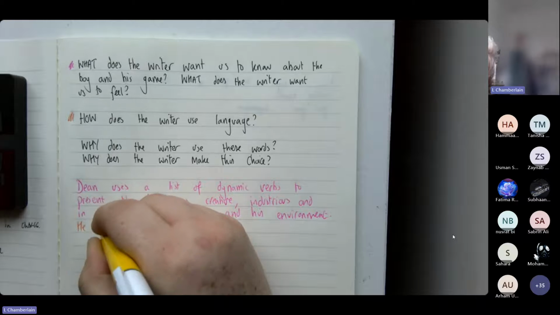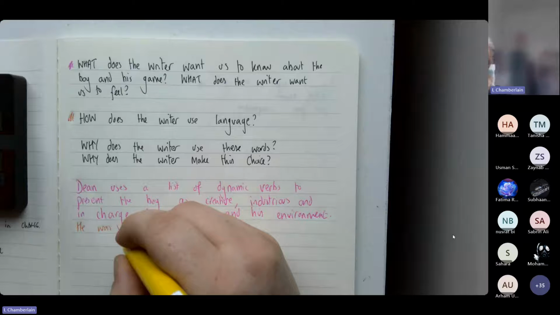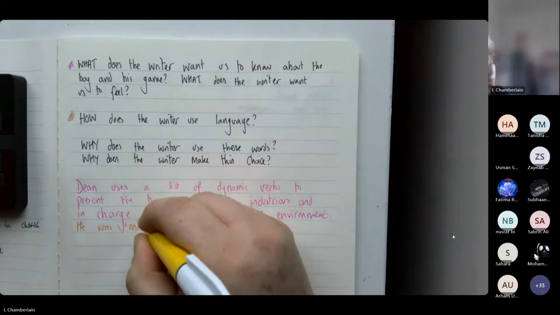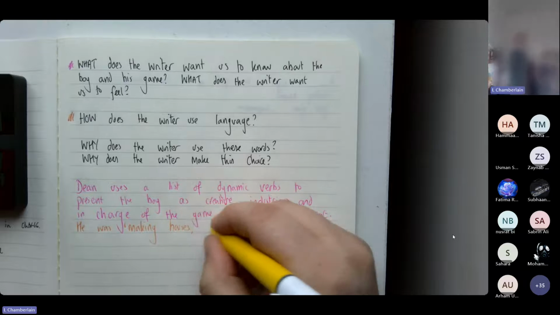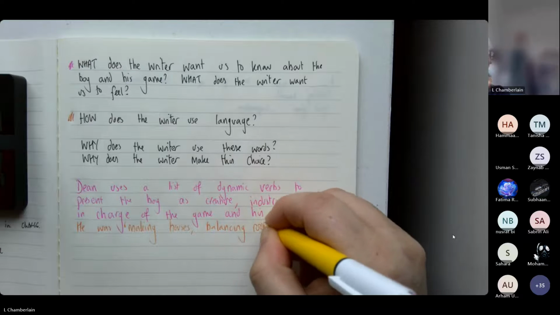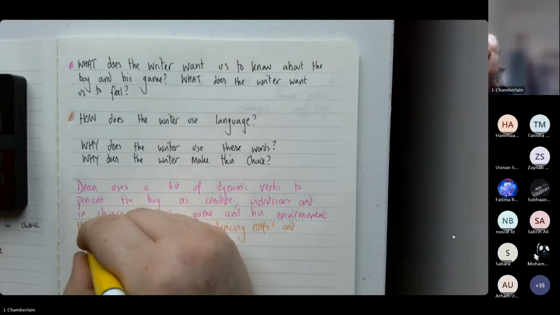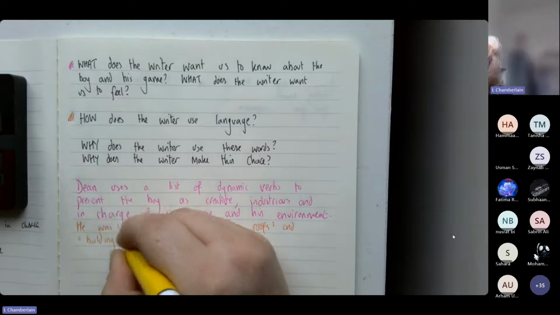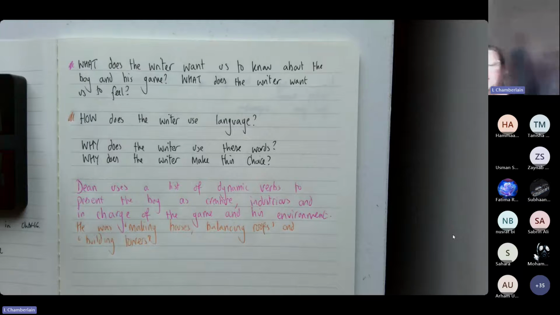He was, and remember, quotes need to go in quote marks. He was making houses, balancing roofs, and building towers. Now, I've just cut out the part of that quotation that I didn't need so that I can be succinct and make it very clear. So I've now done my what and my how.